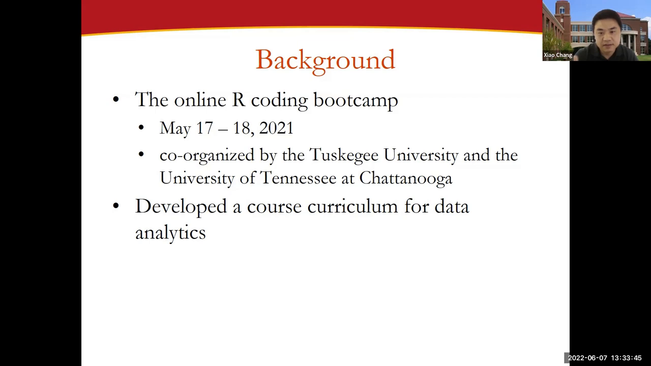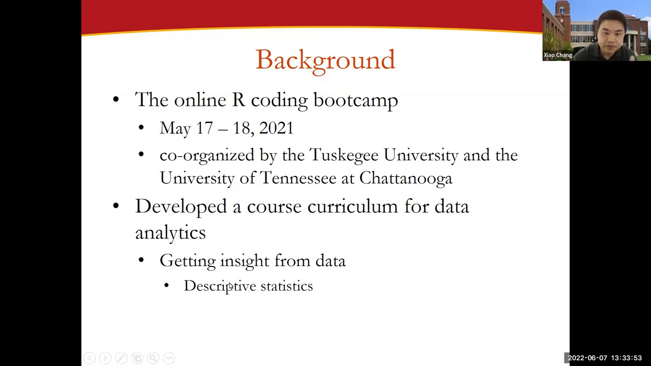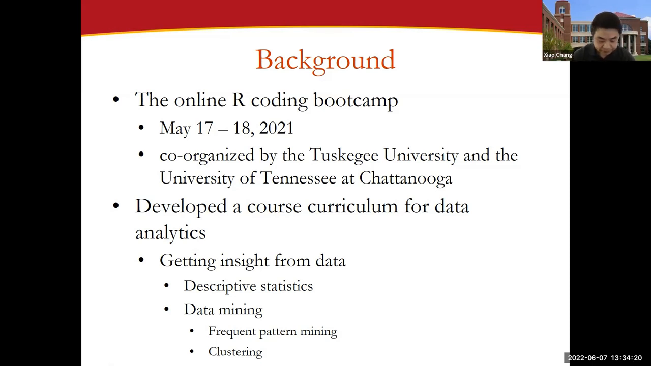In the data analytics course I focused on getting insight from data, discussing the descriptive statistics and some data mining techniques, especially frequent pattern mining and clustering. I moved all the predictive statistics and the machine learning techniques into another course, which is data mining and machine learning.